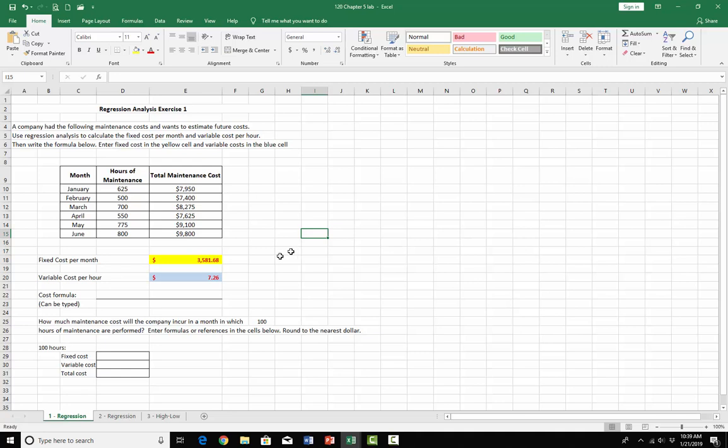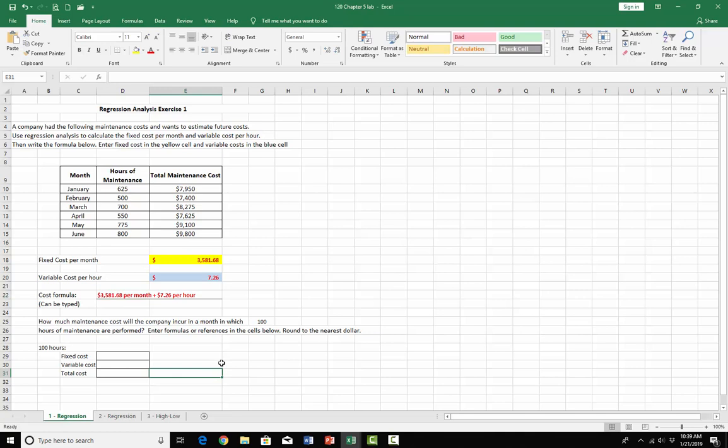Now we're going to type in our cost formula. So our cost formula is our maintenance is equal to $3,581.68 per month plus $7.26 per hour. So that's our formula.